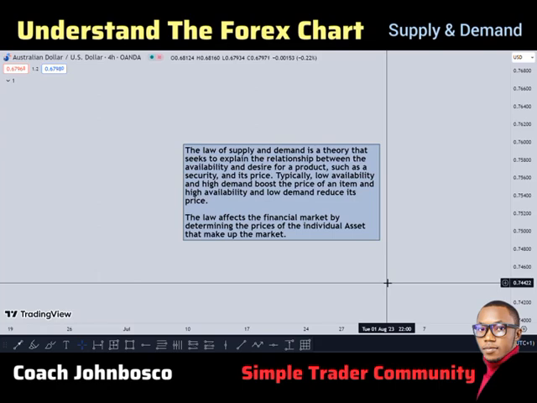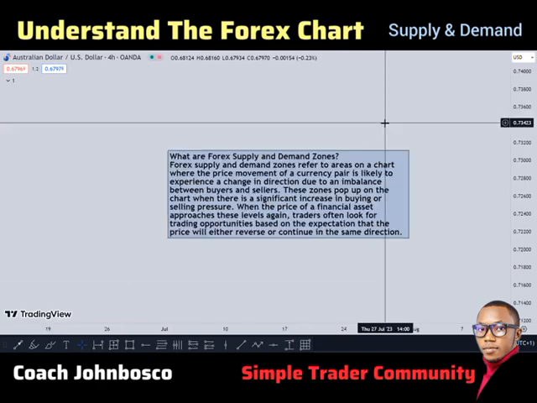So let me just now explain what supply and demand mean in forex trading or financial market trading, whether crypto market or any other market you are interested in. All right, so welcome back. This is my personal explanation of supply and demand in the forex chart or in the forex market. What are forex supply and demand zones? You can also put it that way.